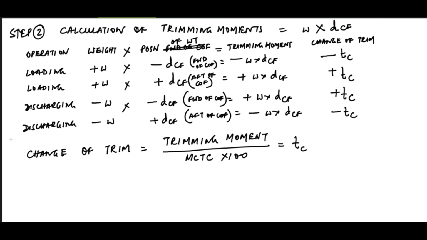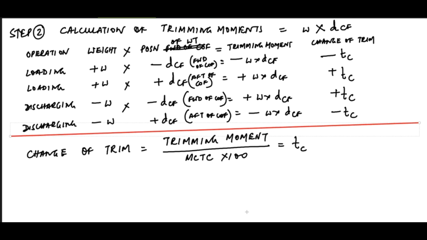It is just the concept of applying the trimming moment. By doing that, we will add up all the trimming moments. So for change of trim, we use the sigma sign here. Sigma means sum of the trimming moments, divided by MCTC.